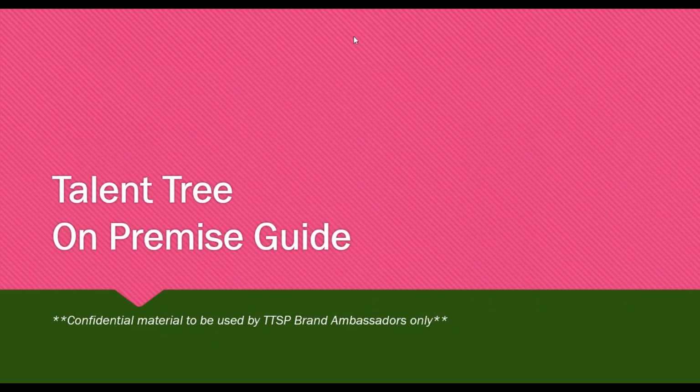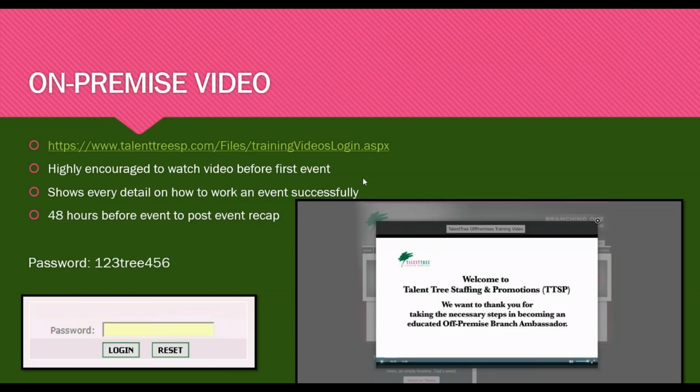So this is our on-premise guide. This is going to be confidential materials to be used only by Talent Tree brand ambassadors. And the next slide, you'll see that we actually have some Talent Tree videos that have actresses who portray exactly how you should be performing an event. So it goes through it, they act it out. It is a little bit cheesy at some points, but if you've never worked an event, I highly encourage you to watch it. It does show every single detail about how to do an event successfully. There is a password, and it is 12334456 when you're trying to access those files.